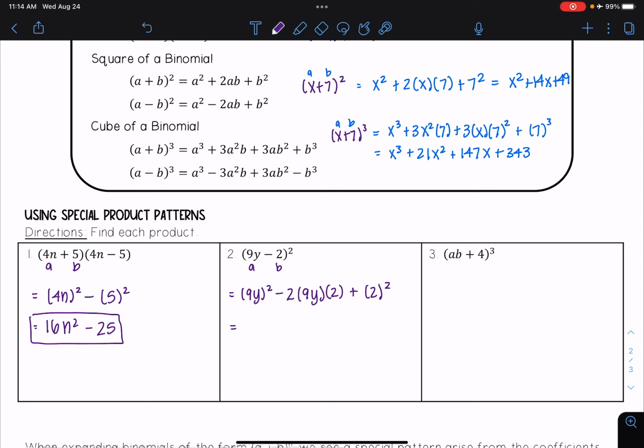And so simplifying that, when I do 9 squared, I get 81y squared, minus 2 times 9 is 18, 18 times 2, I get 36y, plus 2 squared, which is 4.